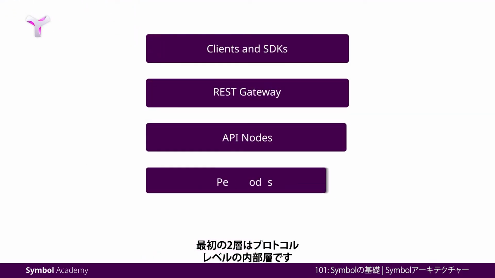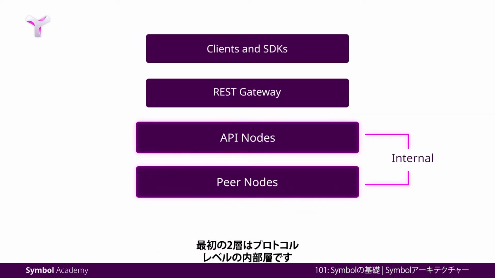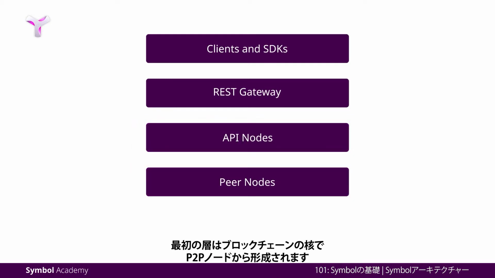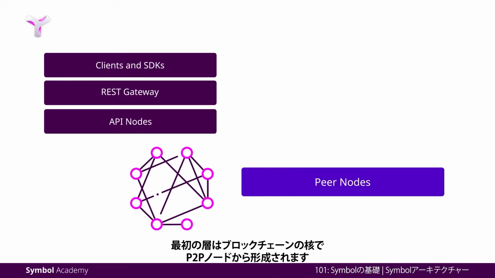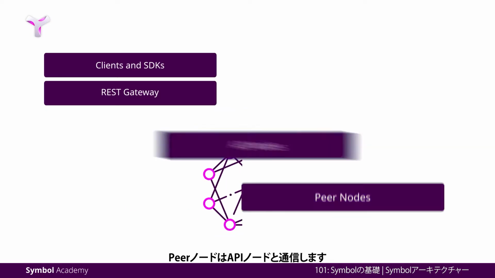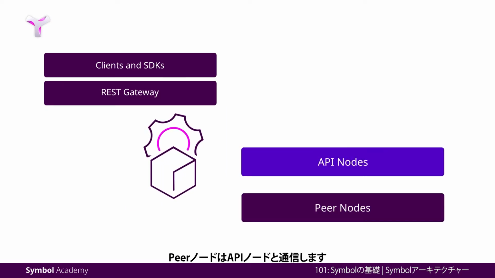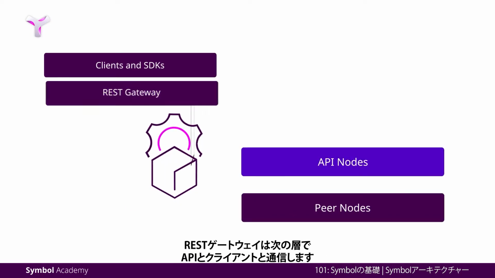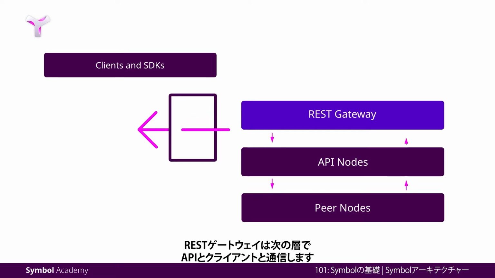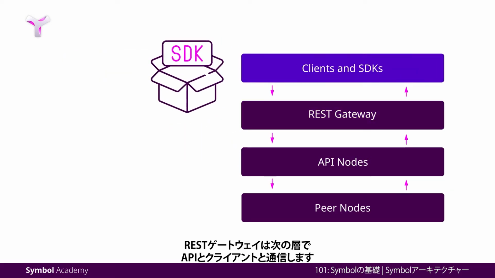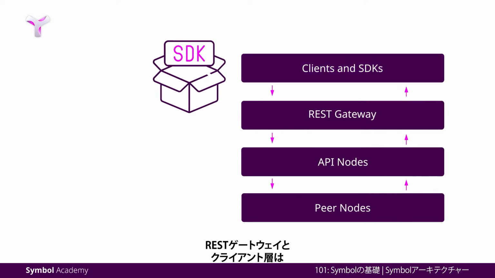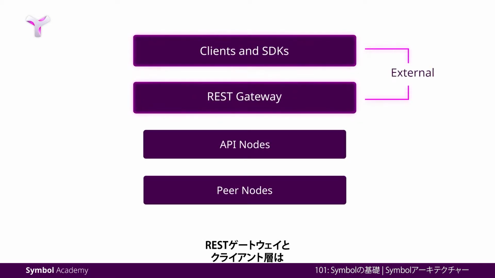The first 2 tiers are internal tiers that are at the protocol level. The first tier is the core of the blockchain that is made up of peer nodes. The peer nodes communicate with API nodes. REST gateway is the next tier, which communicates between the API and the clients. REST gateway and the client tiers are external tiers that users have more direct interactions with.